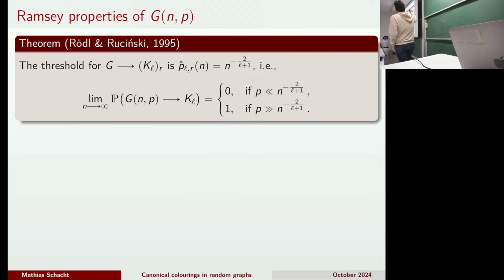It tells you that the random graph, with high probability, has the property that you can color its edges without creating a monochromatic copy of KL if p is asymptotically smaller than n to the minus 2 over L plus 1. In fact, you can prove a little bit more, so you don't really need asymptotically smaller. You can put a small constant c in front, but maybe for this talk it doesn't matter. So there's no dependence on the number of colors.